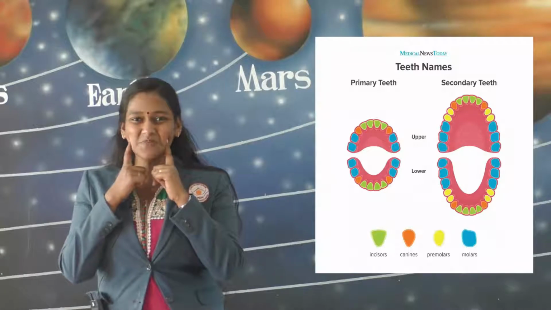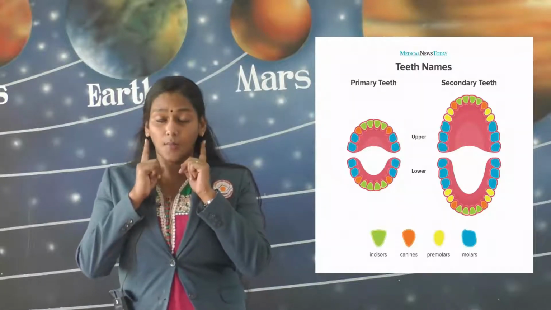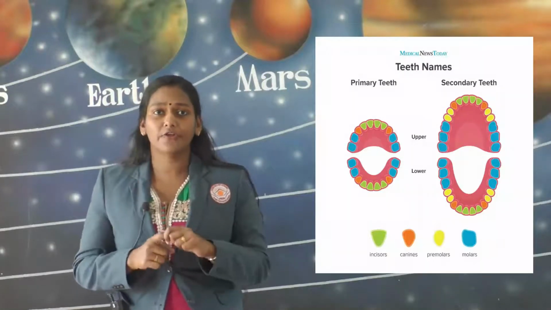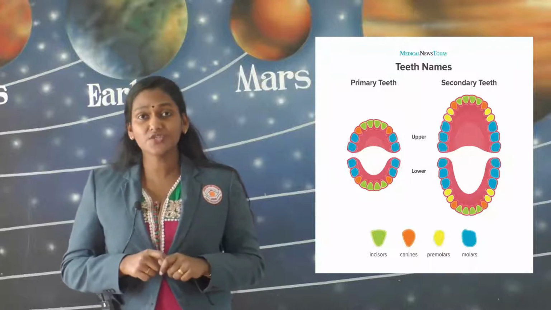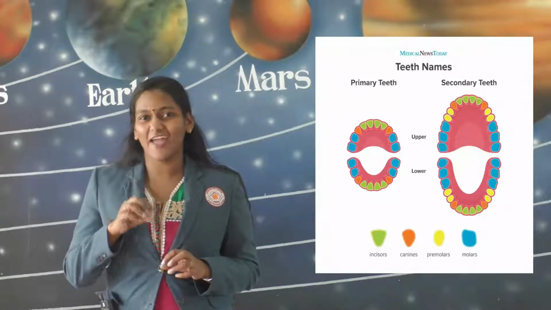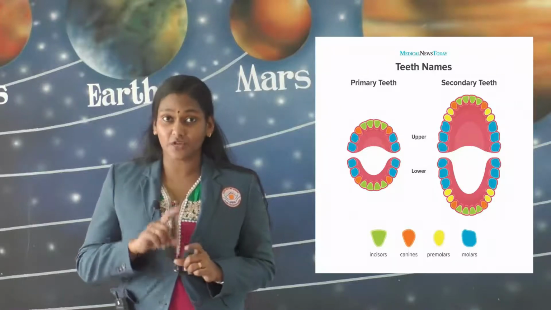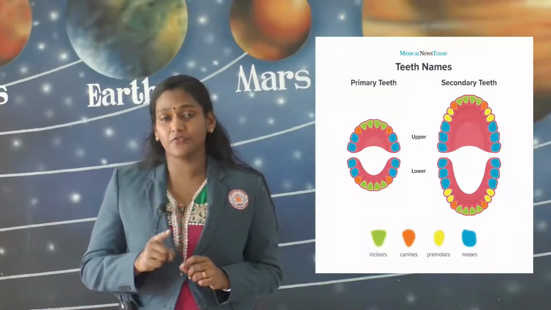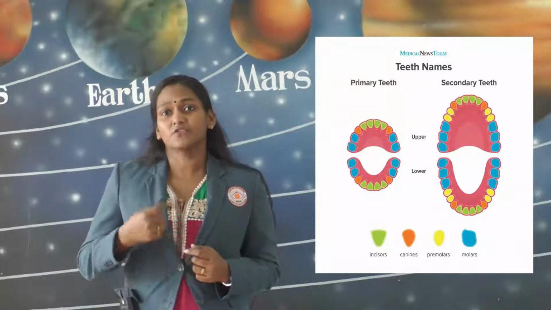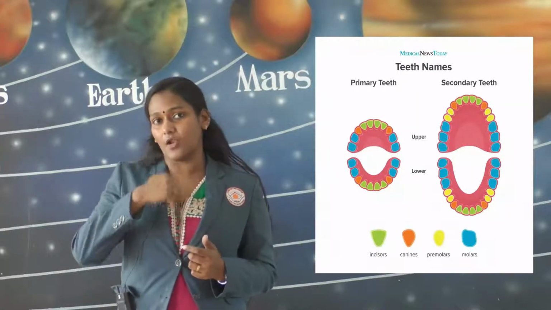Then comes the molars, the last one. There are 6 molars, which are used for crushing and chewing the food, and for grinding also, before swallowing.